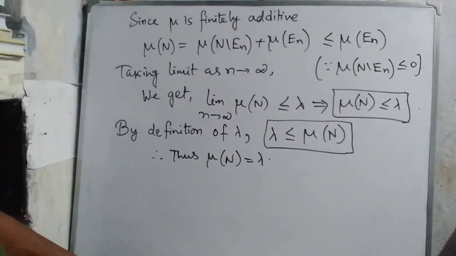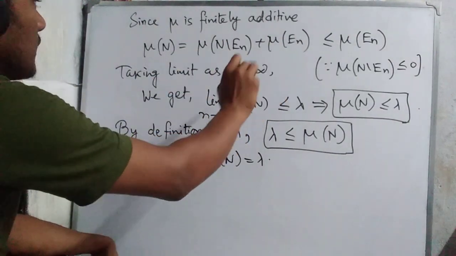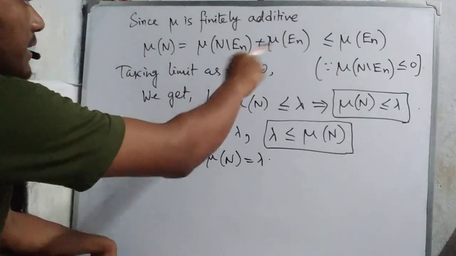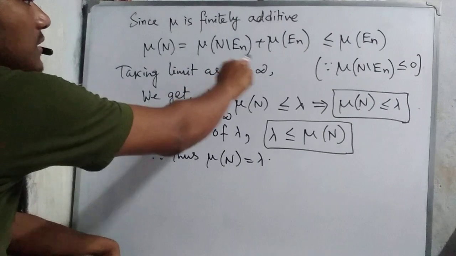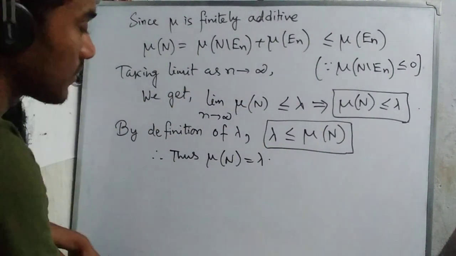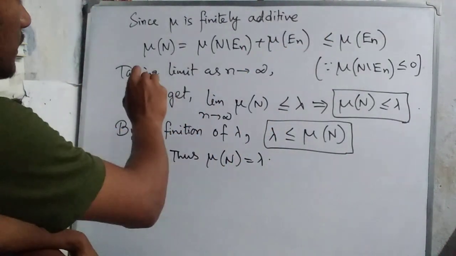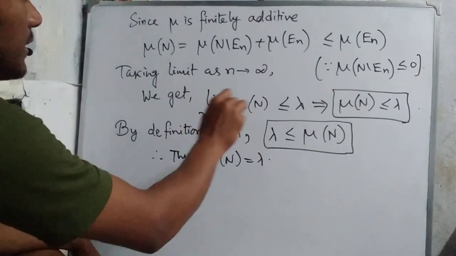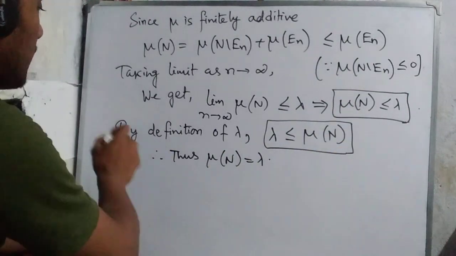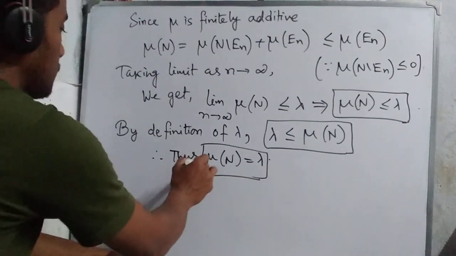We also do this easily. Mu is finitely additive; we know mu is obviously countably additive, but here we use finite additivity. Then this is less than or equal to 0, because a negative set is obviously less than or equal to 0, so this is less than or equal to mu e n. Taking the limit as n tends to infinity, we get lambda. So mu n is less than or equal to lambda, and by our definition mu n equals lambda. We arrive at this situation now.